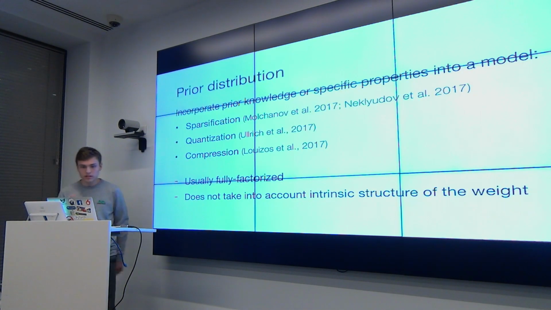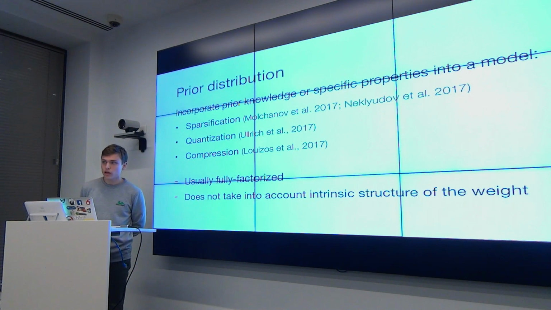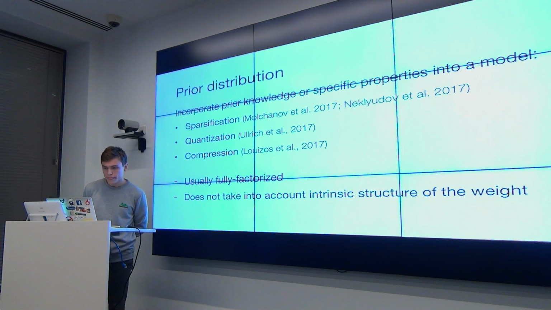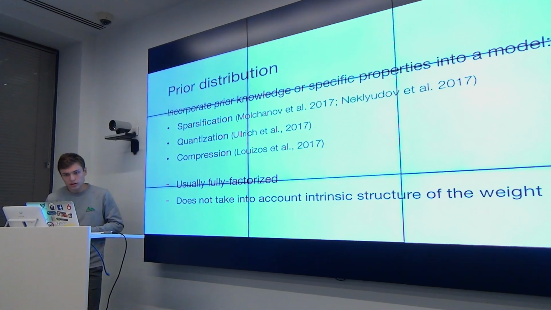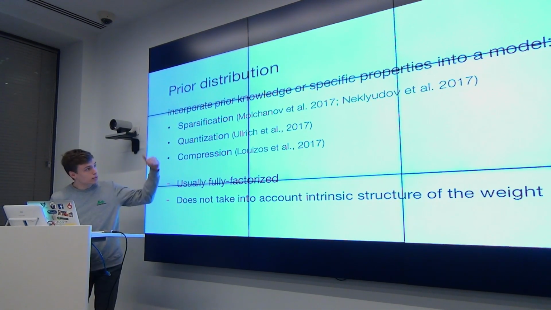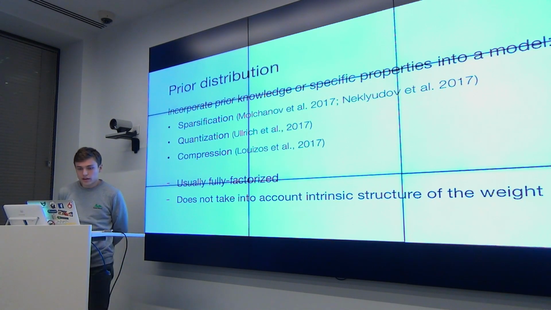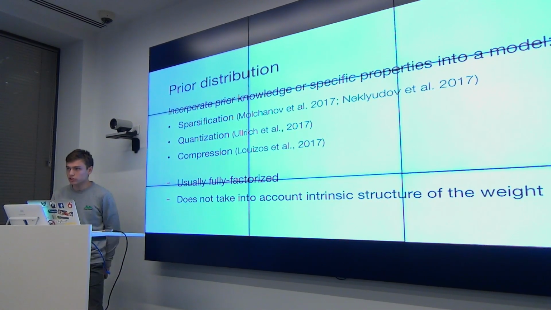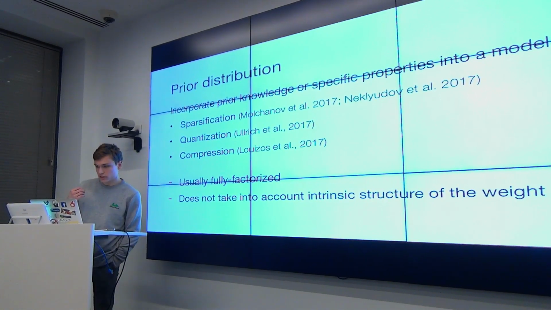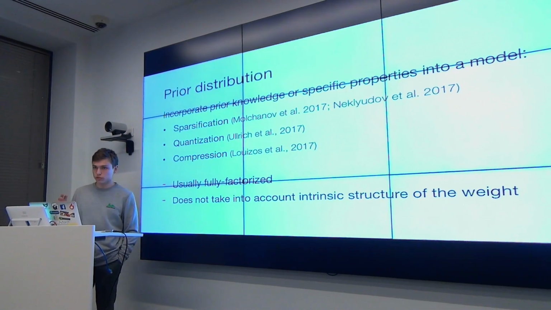With the prior distribution, you can incorporate your knowledge, your prior beliefs about parameters and some specific properties of your parameters into the final model. It has been shown that it's quite useful for quantization, classification, and so on. All these specific prior distributions are usually fully factorized, and thus they do not capture any intrinsic structure of your parameters. And actually it may be the case that your parameters have a particular structure.